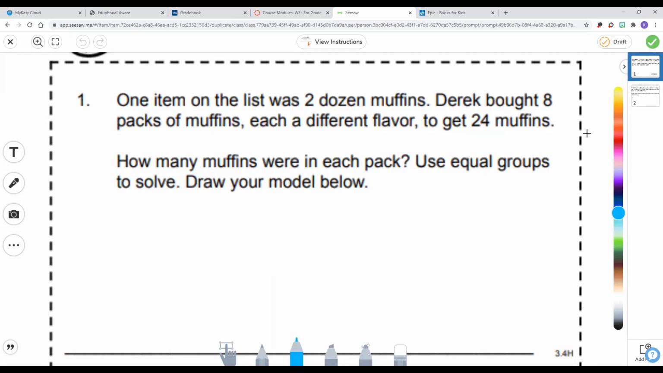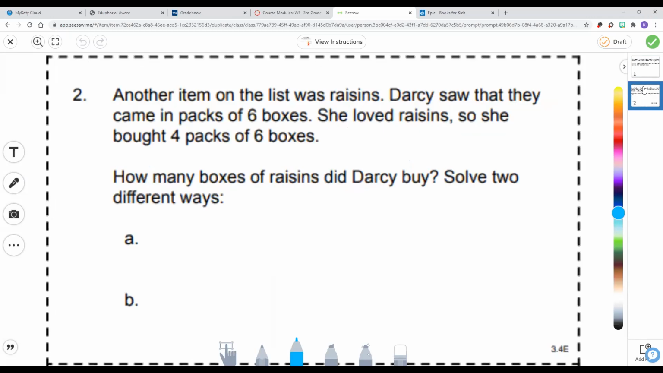So you're going to use equal groups to solve, and you're going to draw your model below. Remember to write your equation and the answer. So draw your equal groups and then write your equation and the answer. Okay? All right, then number 2 says, another item on the list was raisins.